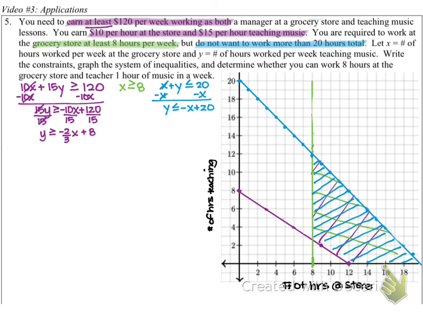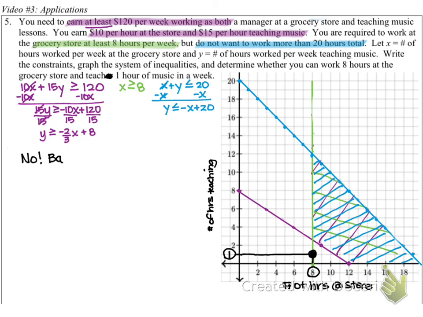So write the constraints. Done. Graph the system of inequalities. Done. Determine whether you can work 8 hours at the grocery store and, ooh, that's a typo. Let's get rid of the teacher part and teach 1 hour of music. Okay, so we're looking for 8 for the grocery store. So I'm going to go to where 8 for the grocery store is, and then I'm going to go for 1 for teaching, and I'm going to come together where those guys are, 8 and 1. So that's that big black point. No, I don't think I can. It doesn't satisfy the inequality. So can I do that? No.